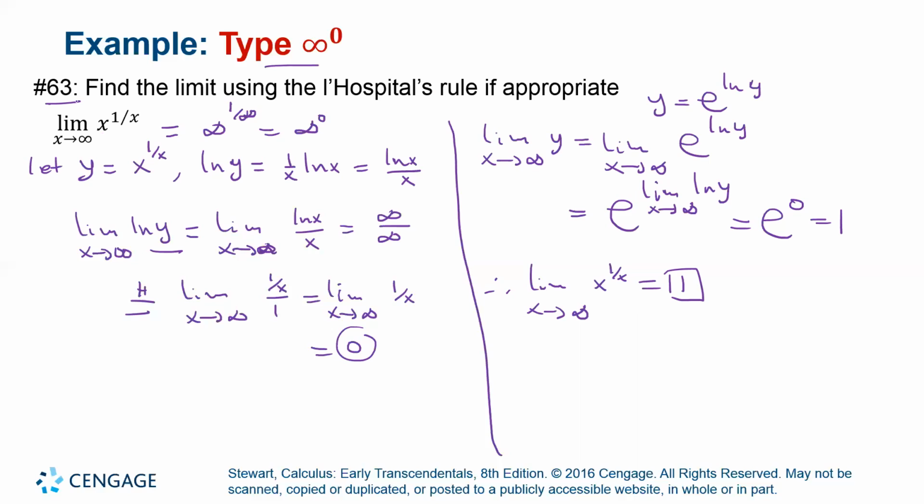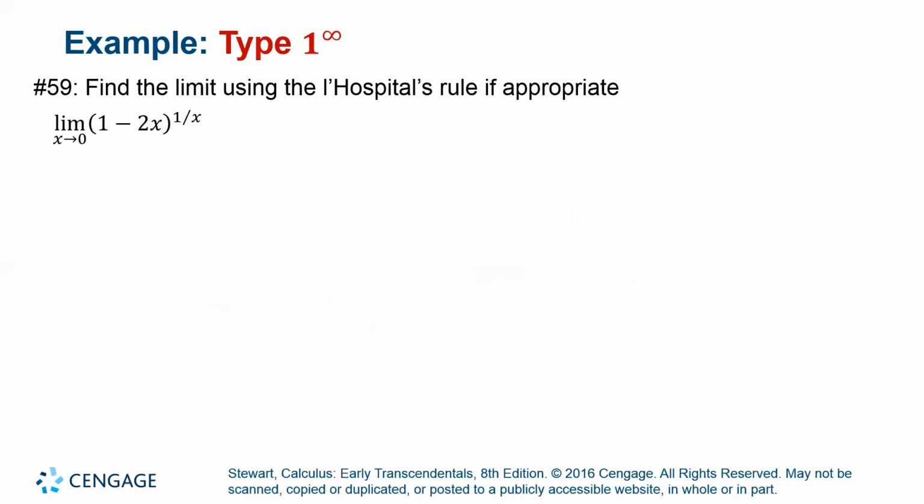That's a type. Then the last example is 1 raised to infinity. Now if x goes to 0, guess what we have? We have 1 minus 0 raised to 1 over 0, which is 1 raised to infinity. Because as x gets smaller and smaller, 1 over x is a very big value. So that's this type.